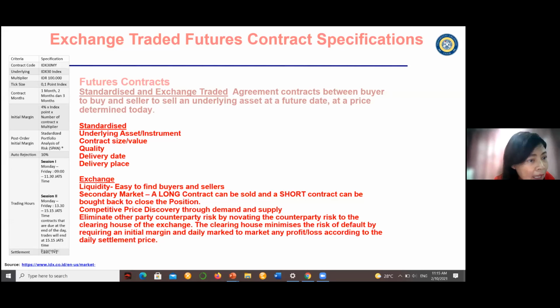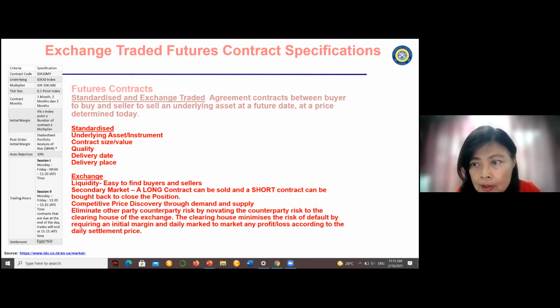Then the delivery date. In this case, I think it's the end of the month. For us, it's the end of the business month, which means the last trading day of the month. And the delivery place for, say, crude palm oil, for us is three ports. They will name the ports, so you just take delivery or send your delivery to the ports.